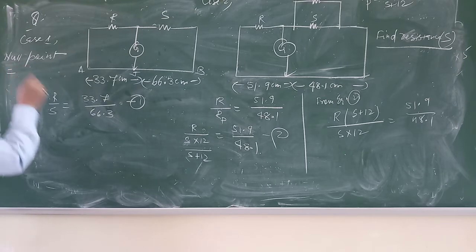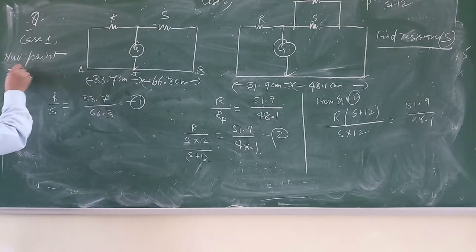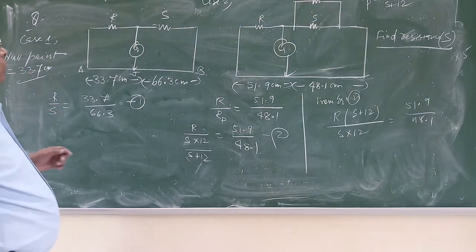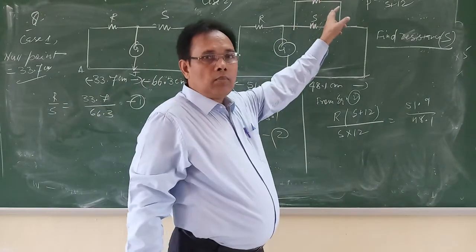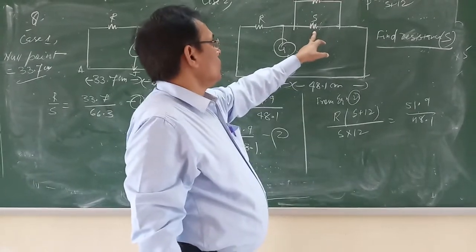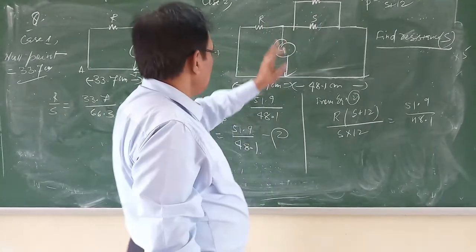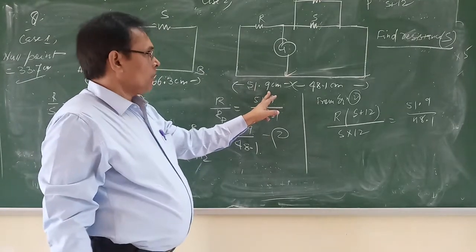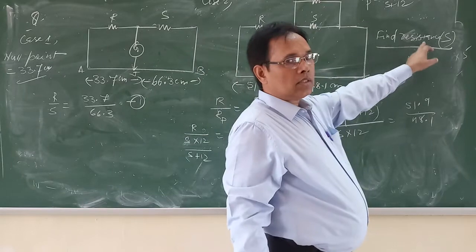Null point means where the deflection in the galvanometer is 0. So let this be at 33.7 centimeter. And whenever another resistance of 12 ohm is connected to S in parallel, then the null point is obtained at 51.9 centimeter. Then find S. You have to find the resistance S.